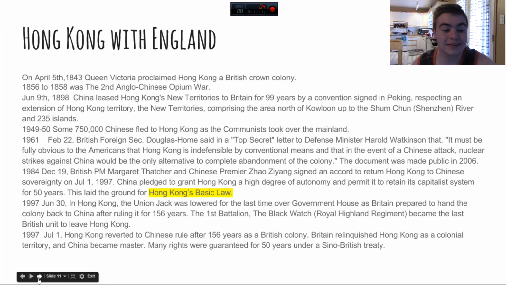On April 5th, 1843, Queen Victoria proclaimed Hong Kong a British Crown colony. Pretty much a colony that has to follow the order of the Crown. So, Canada was one. Quite a few places were. I think America was one for a bit. Anyway.